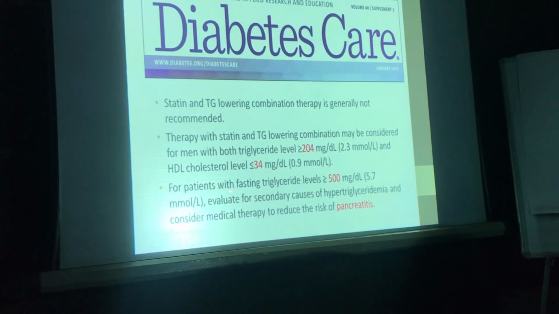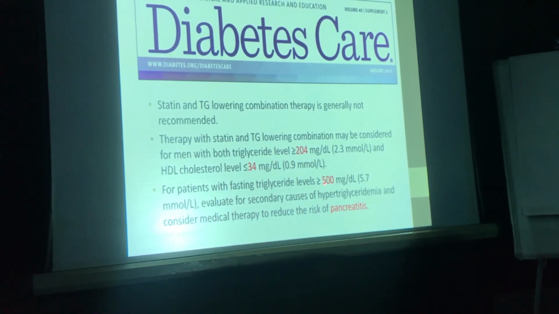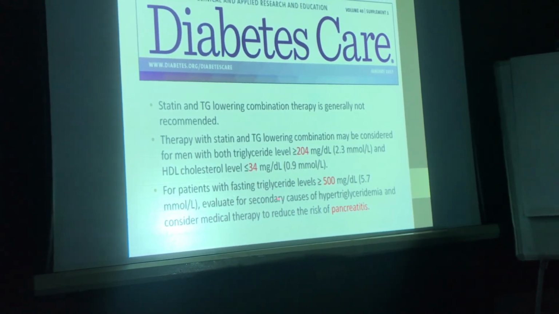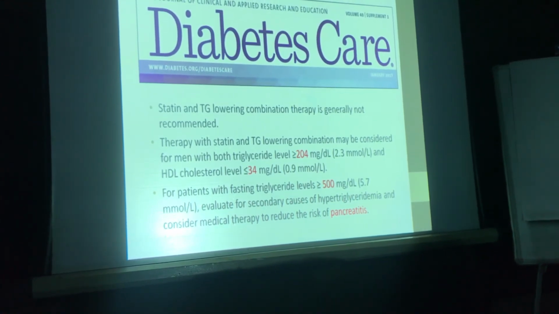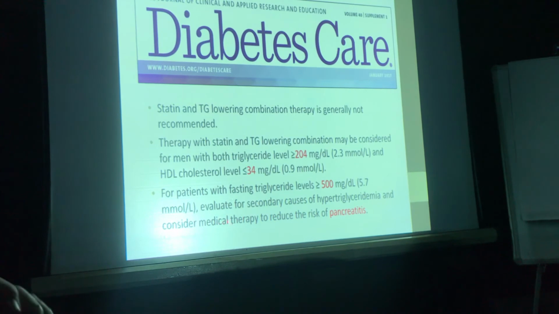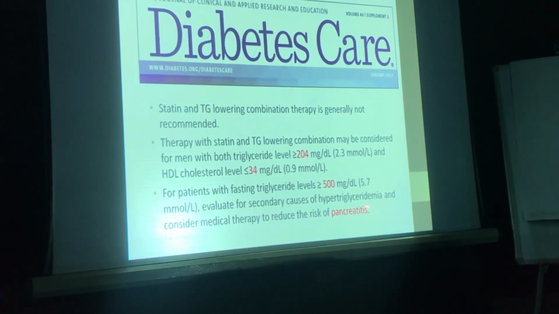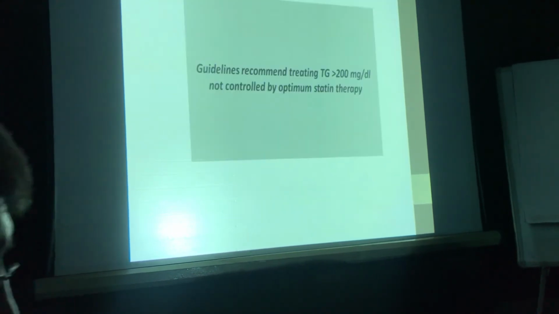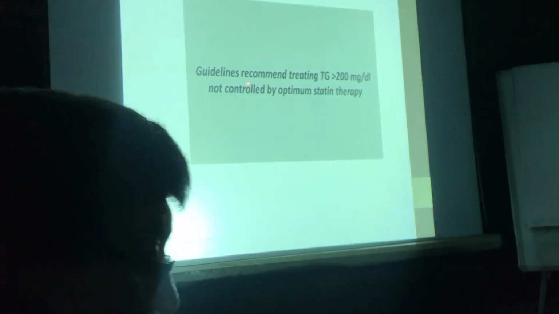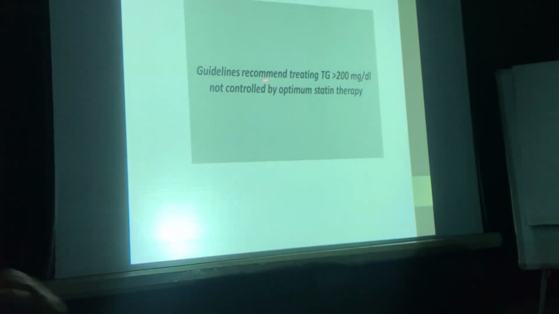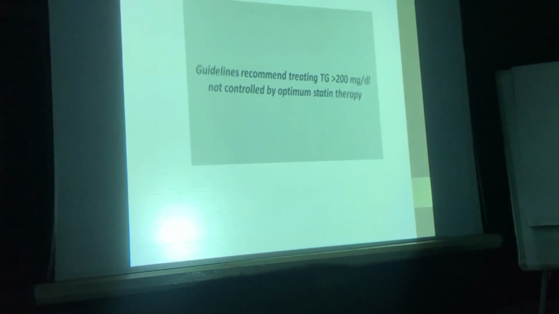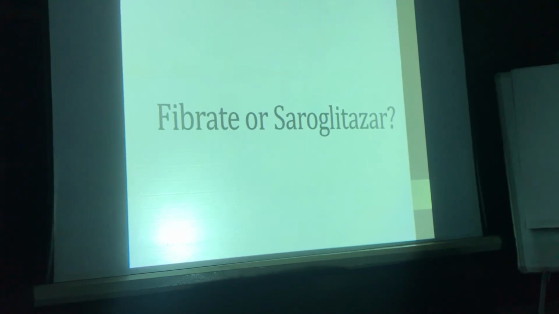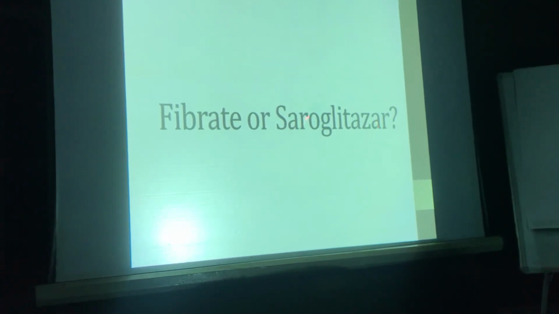In patients with fasting triglyceride level more than 500 milligrams, evaluate for secondary causes of hypertriglyceridemia like thyroid disorders or other genetic causes, and medical therapy should be given for the reduction of pancreatitis. So guidelines recommend that triglyceride more than 200 milligrams not controlled with optimal statin therapy is a very important component. Then this should be treated, now with fibrates or saroglitazar.